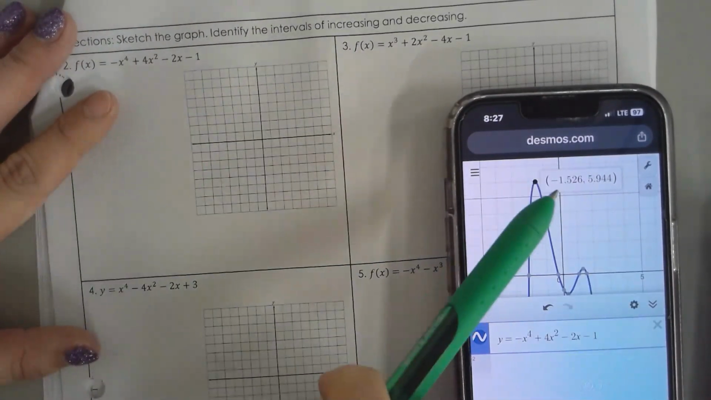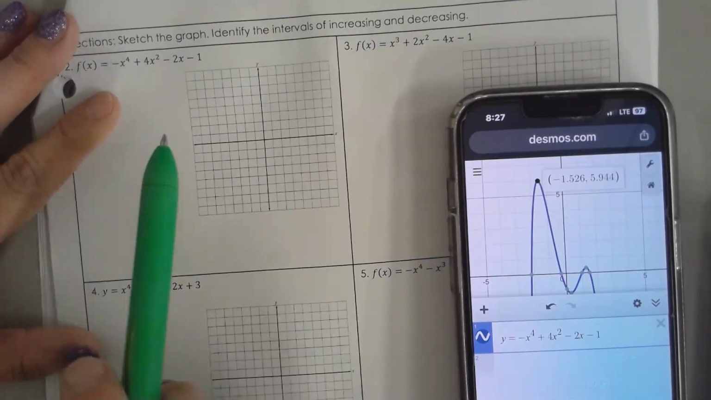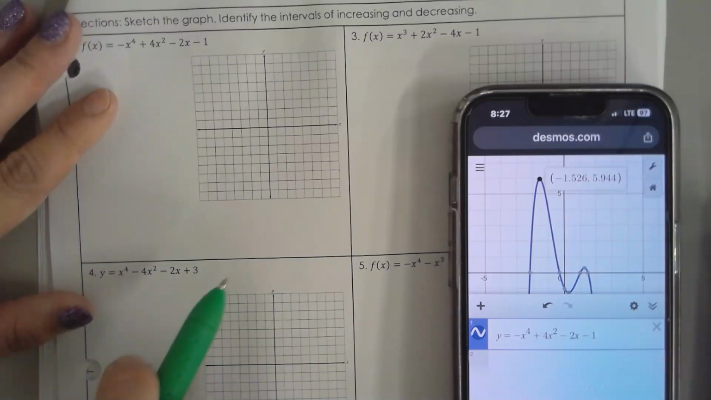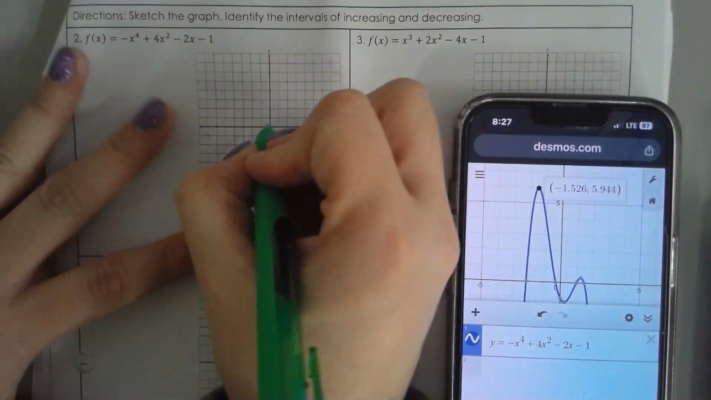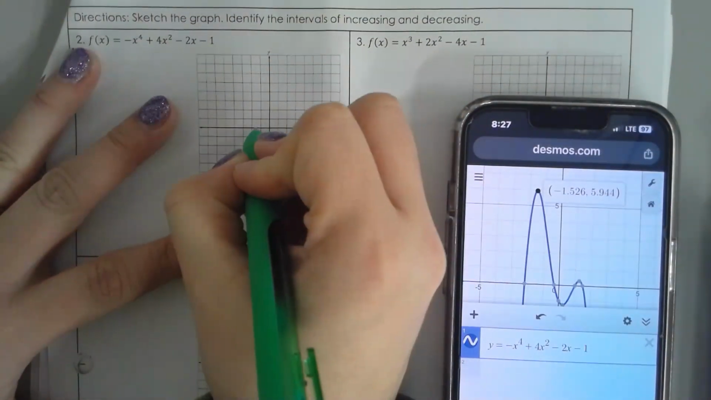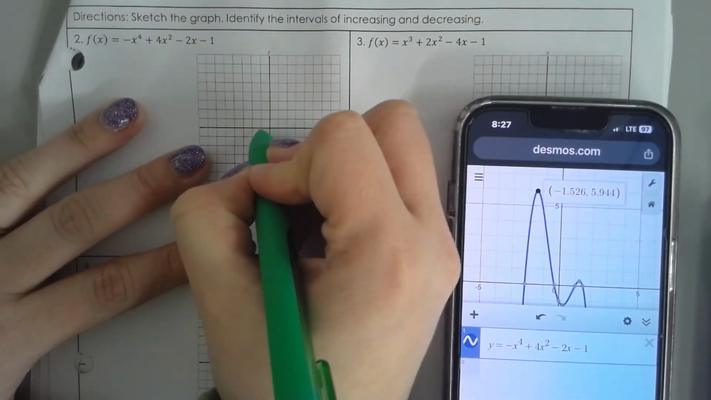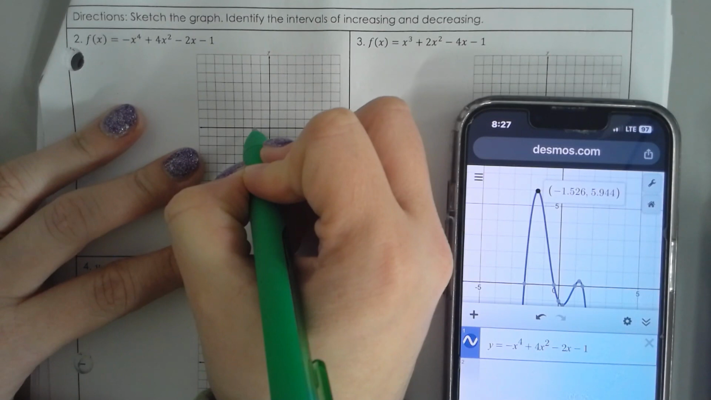Now, I'm okay if you round to just 1 or 2 decimal places, because a lot of numbers will really start to get jumbled up. Okay, so negative 1.5 is halfway between negative 1 and negative 2. And then I go up almost 6.